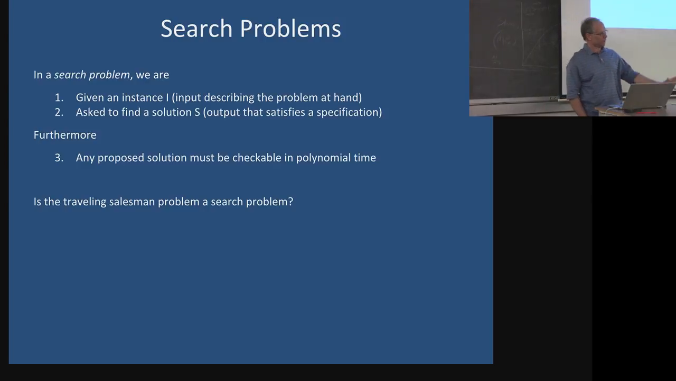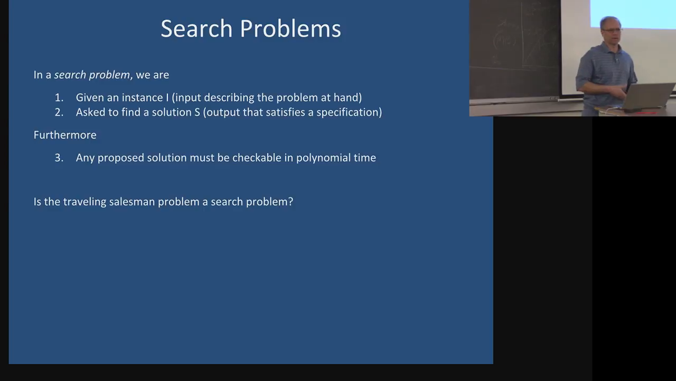Now, let's take it differently. What if instead we asked, just give me a cycle, solve the Hamiltonian cycle problem? Would that be easy to check? Yes, it's easy to check the solution of the Hamiltonian cycle problem. What do you have to check? That you visit every vertex, and you return to where you started, and you don't visit any vertices twice. That's easy to check. You just trace through the graph, make sure it all works. So it's easy to see that's a search problem.